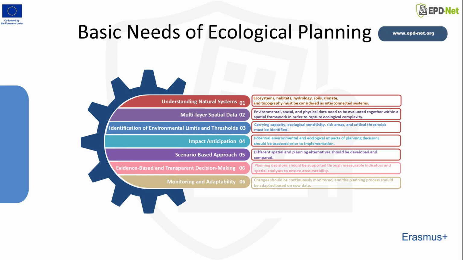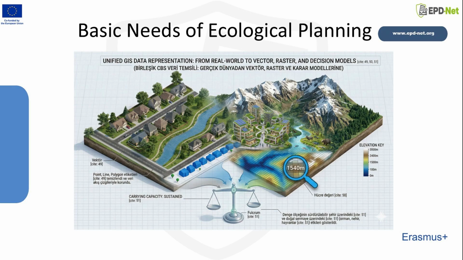Identifying environmental limits and critical thresholds, including carrying capacity, ecological sensitivity, and risk areas, is essential to guide planning decisions. Ecological planning also requires anticipating the potential environmental impacts of proposed actions before implementation, developing and comparing alternative planning scenarios, and supporting decisions through measurable indicators and spatial analysis. Finally, continuous monitoring and adaptability are fundamental, ensuring that planning processes respond to changing conditions and newly available data over time.